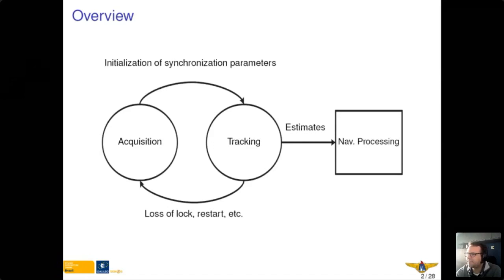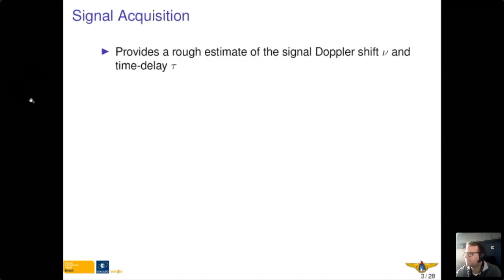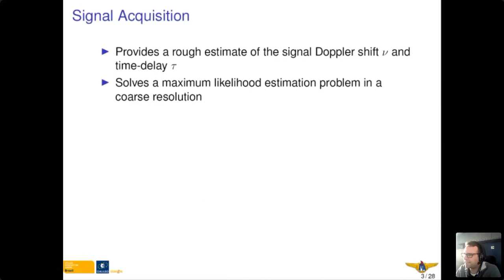We will deal in this part now with the first block, the one on the far left, acquisition. What does acquisition do? We already talked about this, but let's go through it again. It provides a rough estimate of the signal Doppler shift and time delay. It solves a maximum likelihood estimation problem in a coarse resolution, and this coarse resolution has to be chosen fine enough in order to initialize the tracking well.